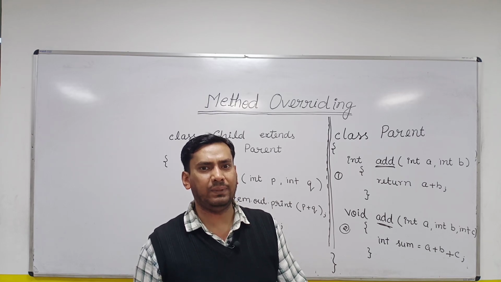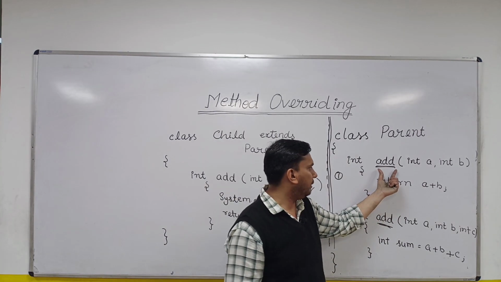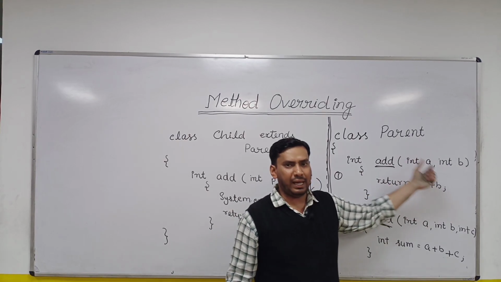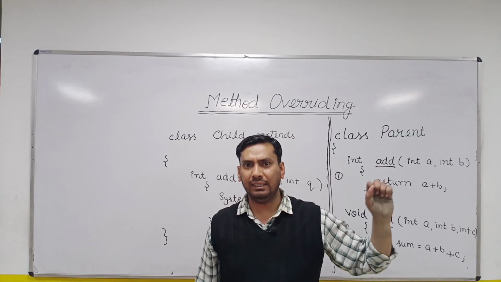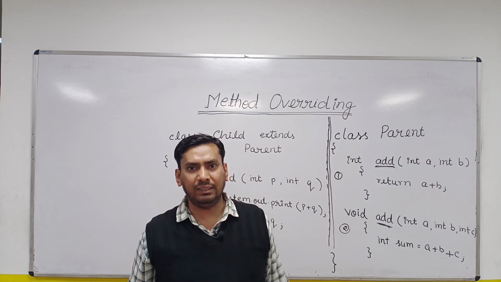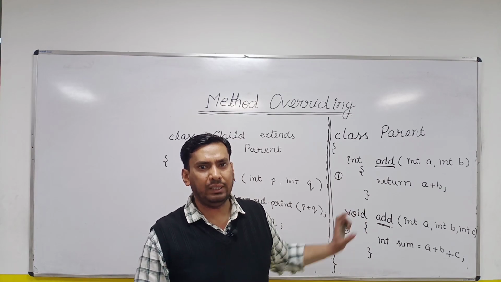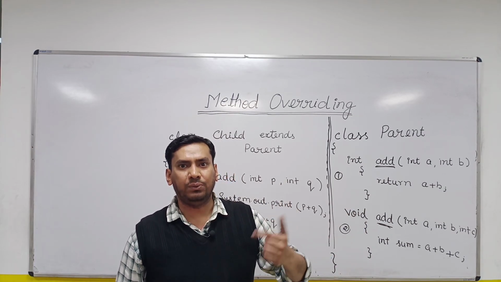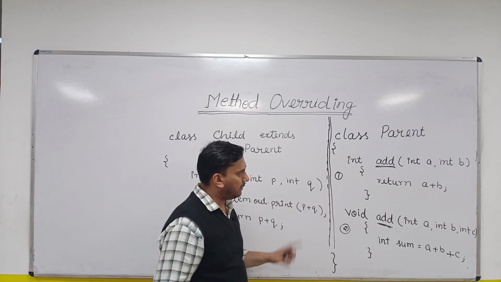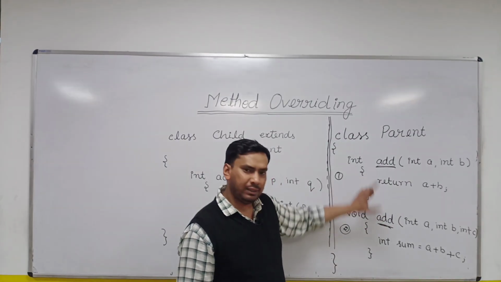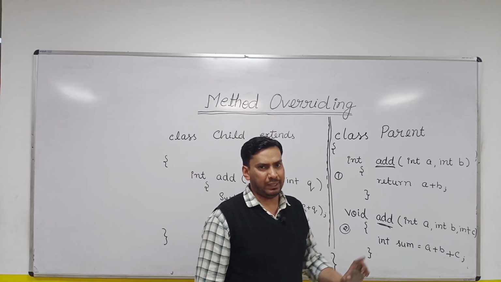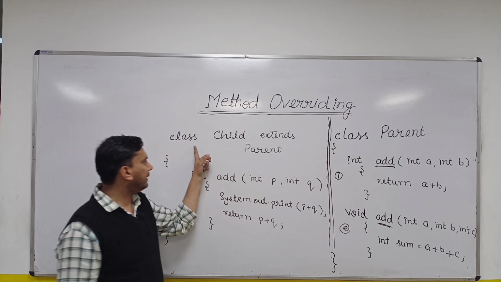Same name, different signature, and signature includes only the name and parameters. Access modifier, other modifiers and the return type don't get included during the consideration of overloading, right? So this is overloaded, that's okay. This is your class parent. Now I have created a class child.